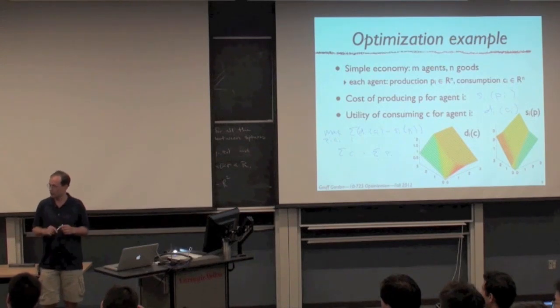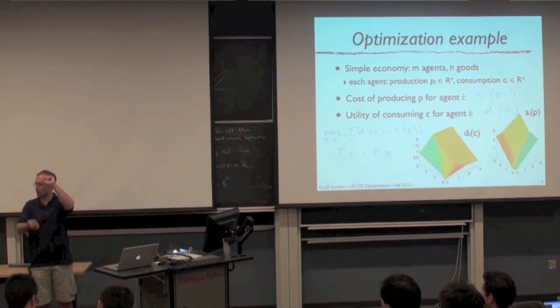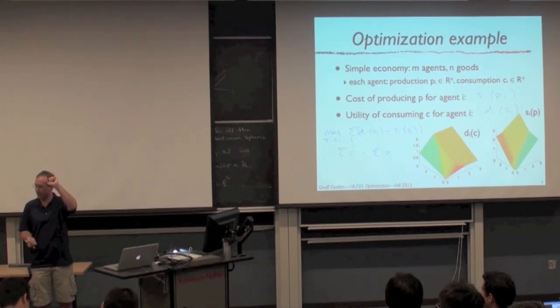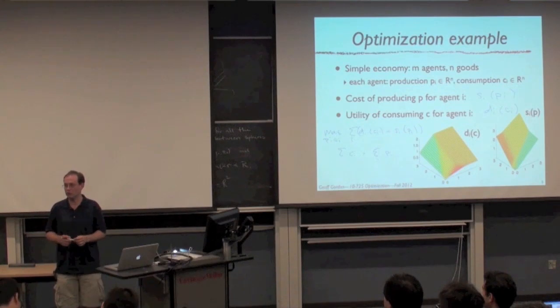Okay, so it could be p_i, right? p_i is in R^n. It's a vector of all of the productions for the ith agent. So this supports exactly complementary or substitutable goods.